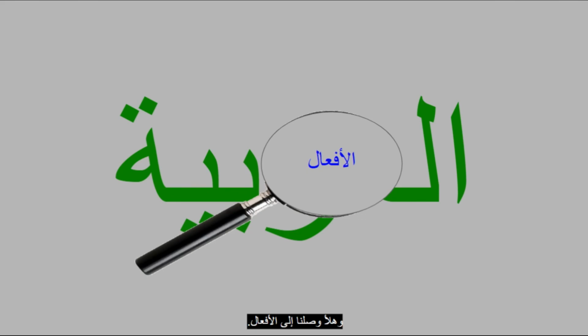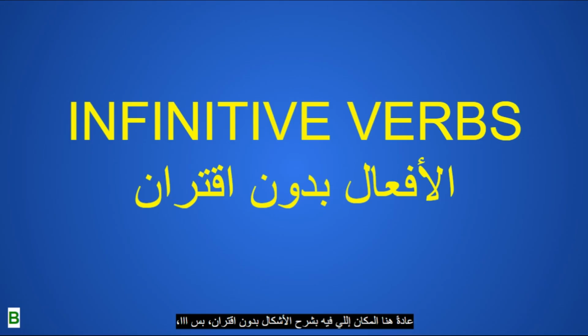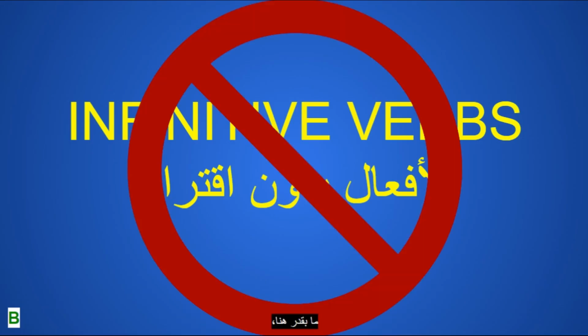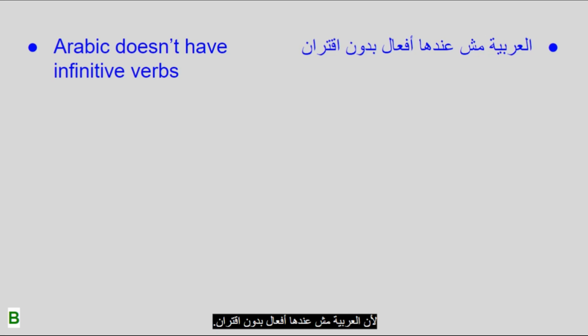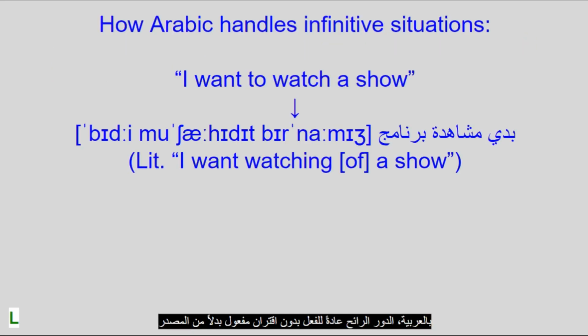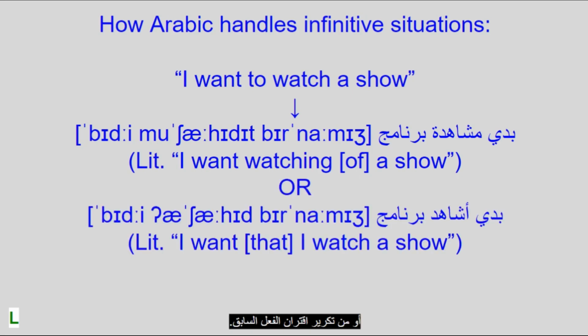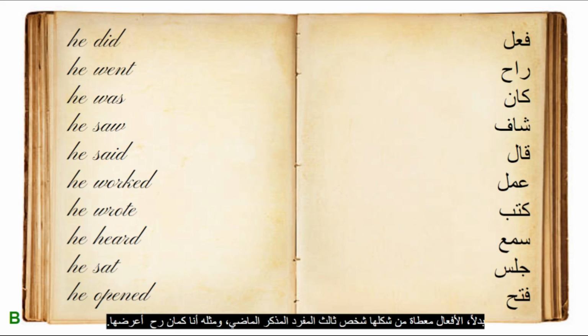And we're on to verbs. This is normally the spot where I'd explain the infinitive forms, but I can't really do that here because Arabic doesn't have infinitive verbs. In Arabic, the role that would normally go to the infinitive verb is done instead either by the gerund, masdar, or by repeating the conjugations of the previous verb. Verbs are instead given in the dictionary by their past tense third person masculine singular form, which is how I'll present them as well.